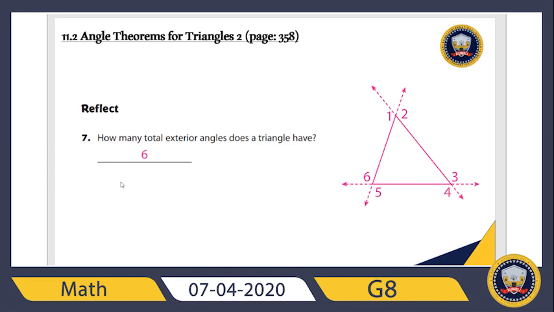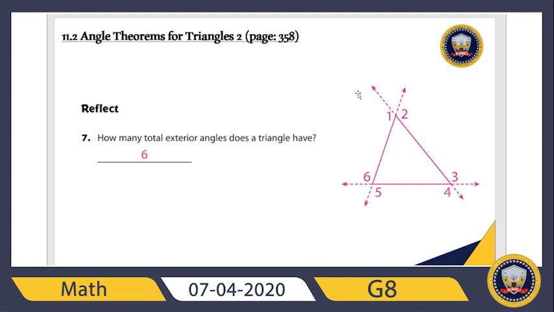Now, you understood how to draw the exterior angle and what the exterior angle is. It's basically by extending one of the sides of the triangle, then the resultant angle is called the exterior angle. Now, the question says, how many total exterior angles does a triangle have? Of course, the triangle doesn't have just one exterior angle, but it can have more than one.